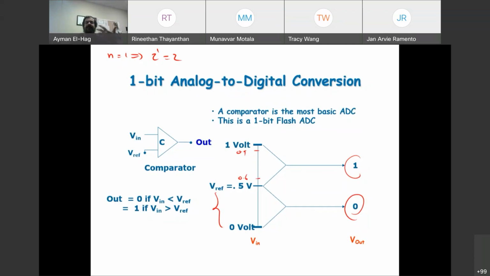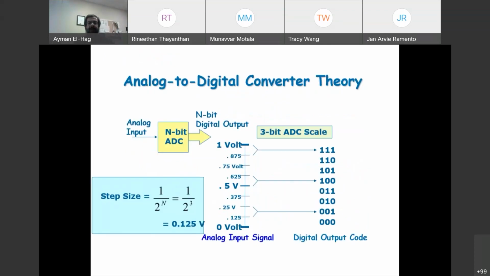Now let's improve this. Let's go to a better resolution. Let's go for a 3-bit. Now a 3-bit, let's do the same thing. I want to measure from 0 to 1 volt. So my range is from 0 to 1 volt. That is my range. This is what I want to measure.